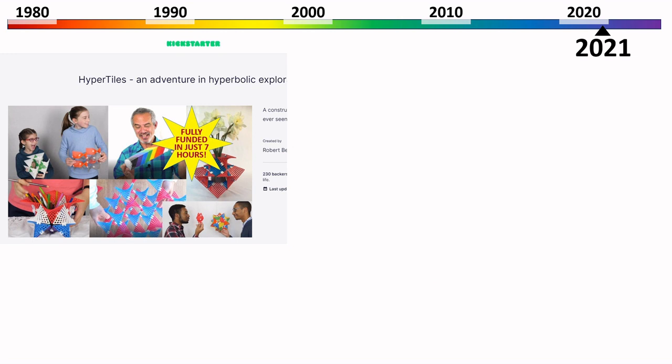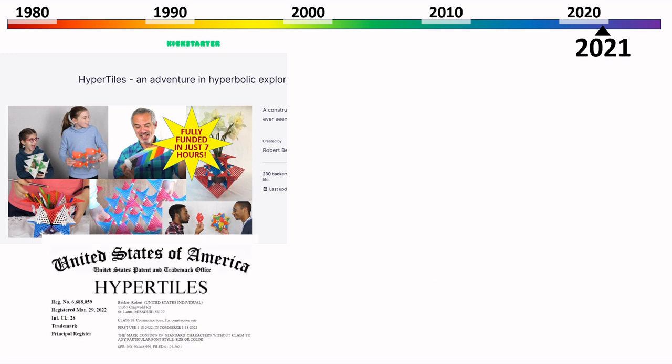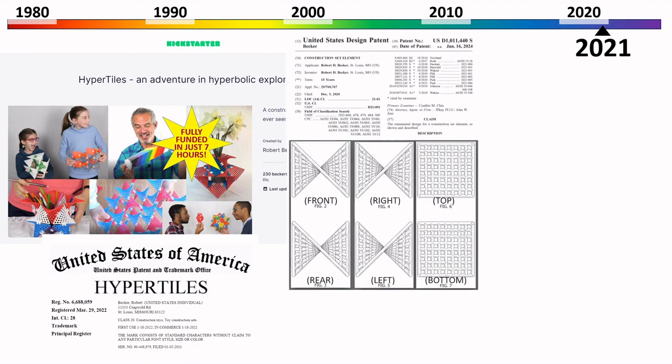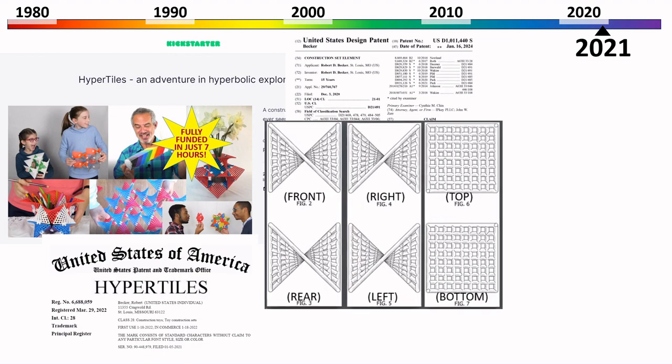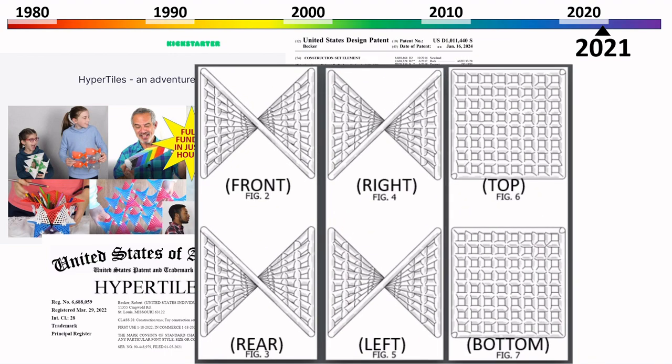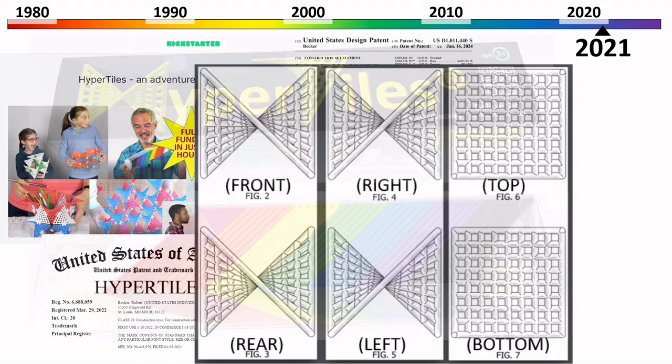So now we're in 2021. I run a Kickstarter. No idea what I'm doing. I apply for a trademark. I apply for a patent. And check out these patent images there. I think it's hilarious that the front and right are identical, as are the rear and left, as are the top and bottom. That's the kind of structure it is.